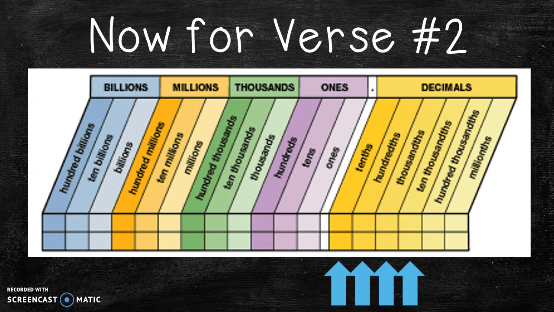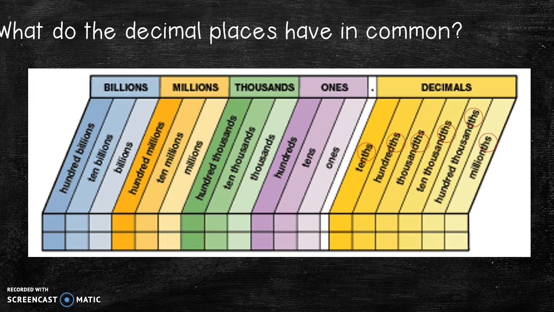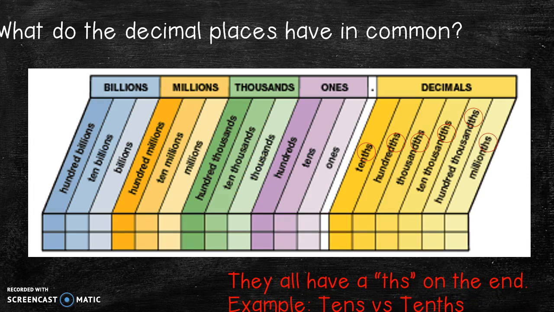Now we could go in and learn hundred thousandths and millionths, but you don't really need to know that right now. But if you want to know, now you do. So what do the decimal places have in common? Oh, looks like I've circled it for you already. All of the decimal places end with a THS on the end.